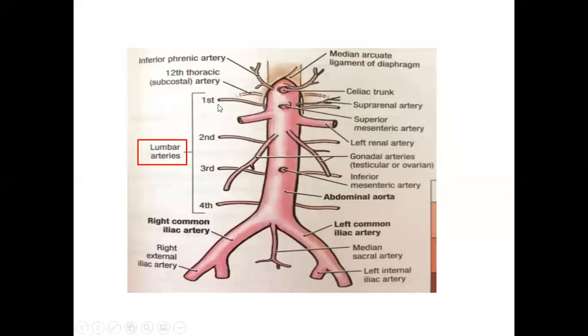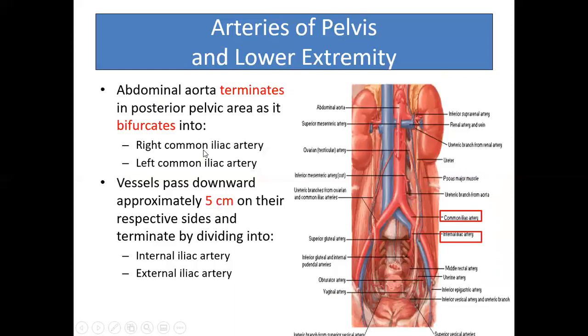This is to show you the lumbar arteries. 1, 2, 3, 4, four branches on each side of the abdominal aorta. For the arteries of the pelvis and lower extremity, the abdominal aorta, as I mentioned earlier, will terminate in the posterior pelvic area into two smaller arteries. We have the right common iliac artery. We have the left common iliac artery.